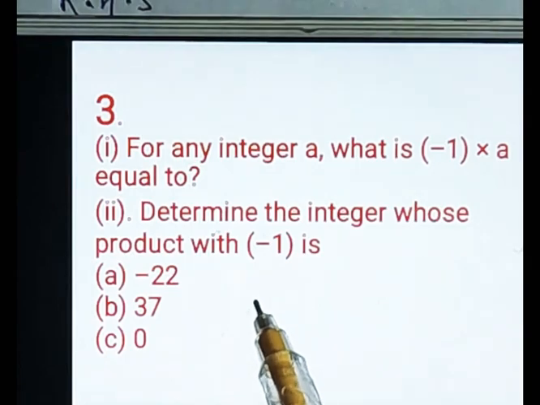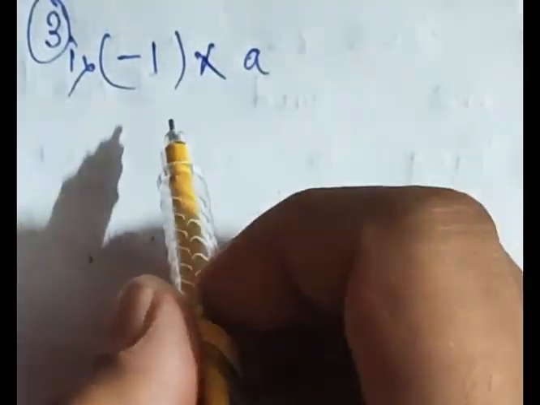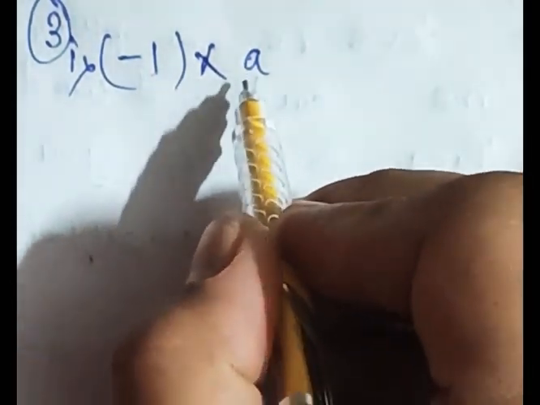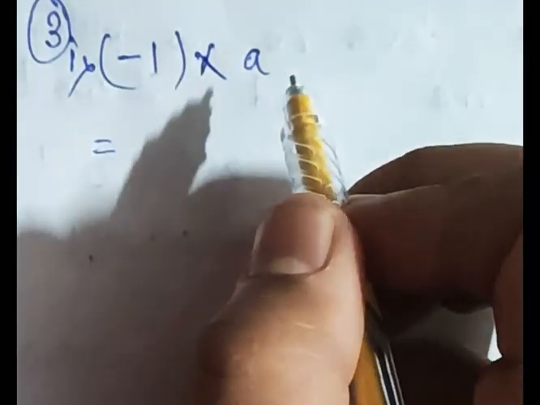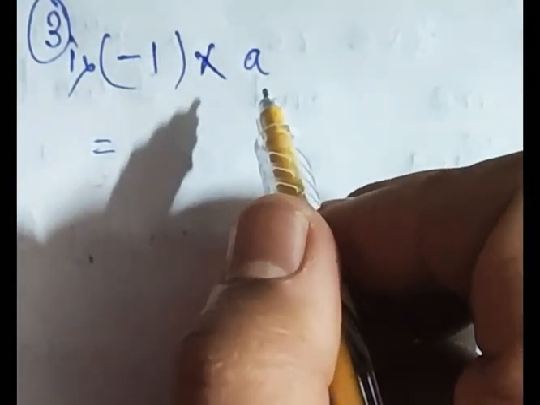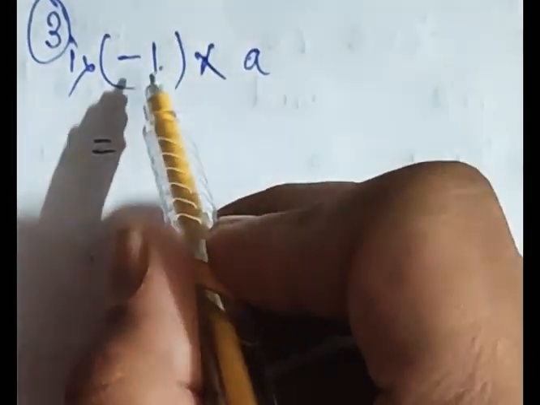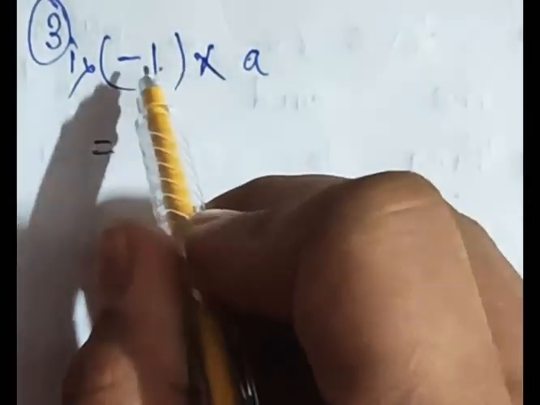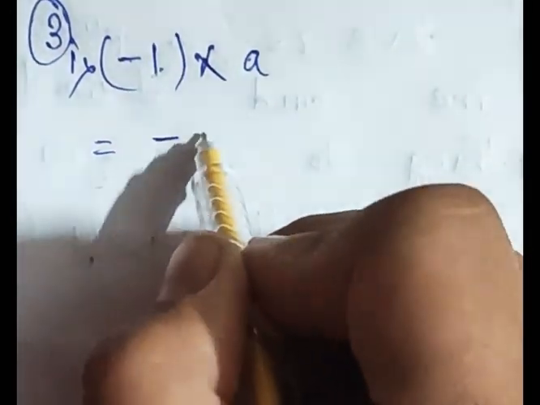Still, I am showing you the answer. So your question was, for any integer a, what is minus 1 into a equal to? Rule of multiplication of integers we have to follow. When we multiply integer a with minus 1, we get the additive inverse of that. Additive inverse means minus into plus is minus, here minus a.